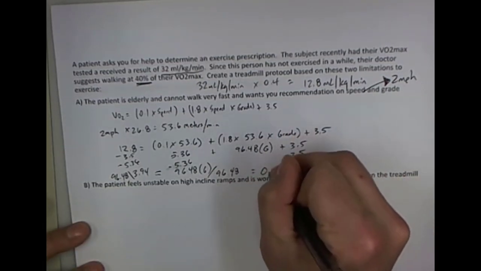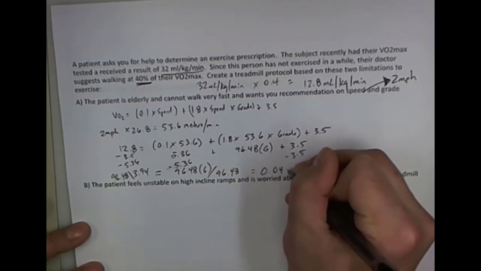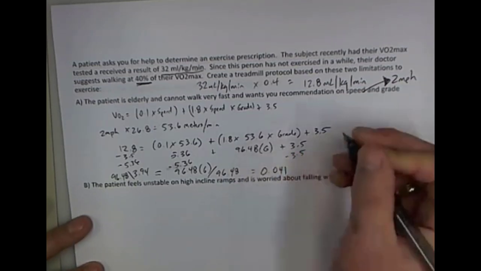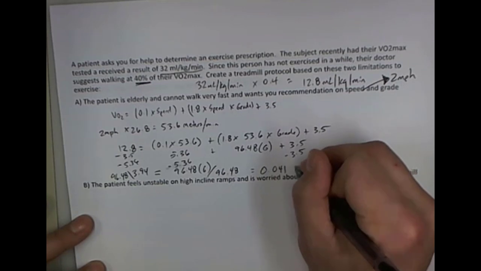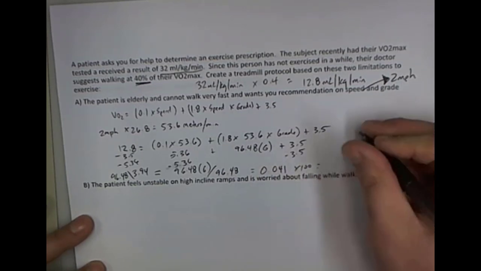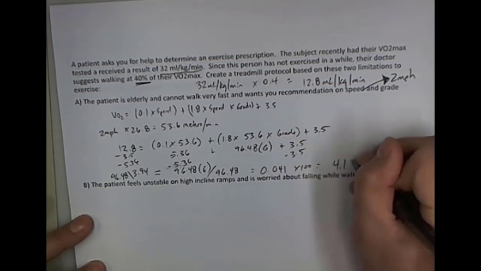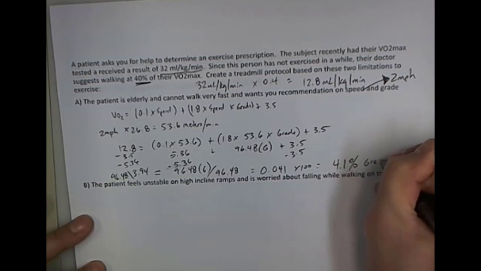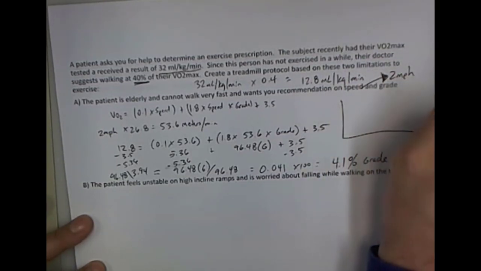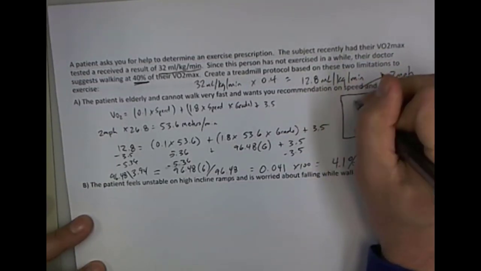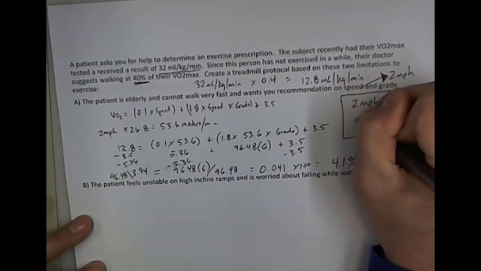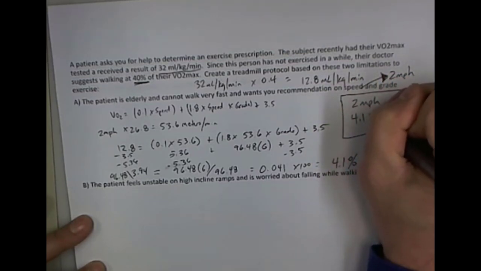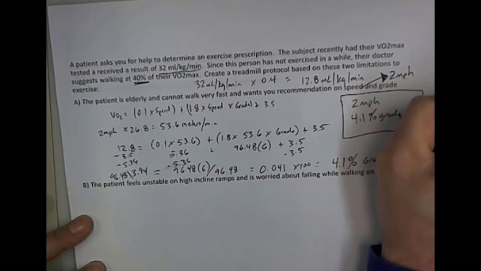This gives us 0.041 if we're rounding up. Multiply that by 100 to get it into a percent grade, which is a 4.1% grade. So therefore our exercise prescription would be 2 miles per hour at a 4.1% grade.